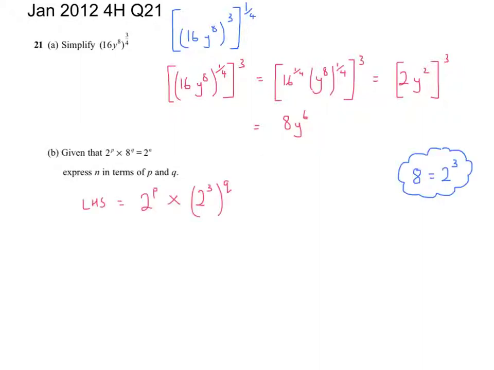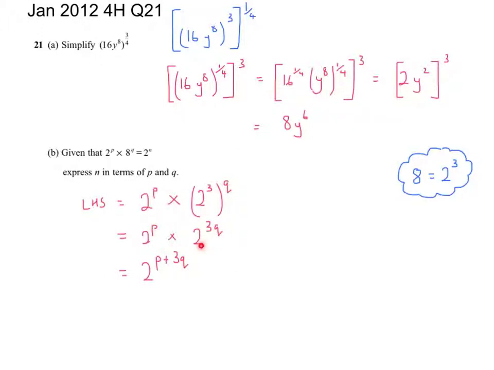For part B, it's worth remembering this fact, that 8 is 2 to the power of 3. So when I've got 2^p times 8^q, the left-hand side there, I can write that as 2^p times (2^3)^q. So let's simplify. (2^3)^q is 2^(3q), because it's 3 times q. So I've got 2^p multiplied by 2^(3q).